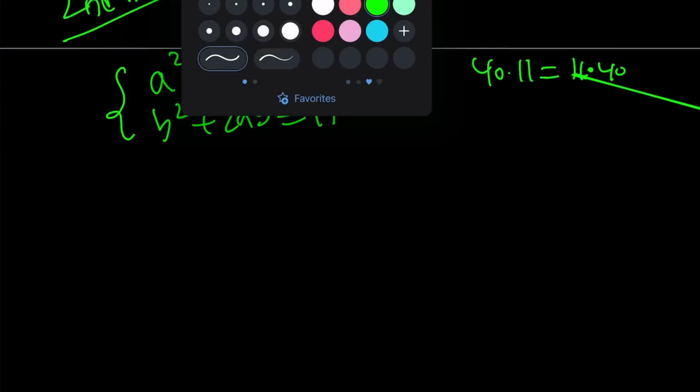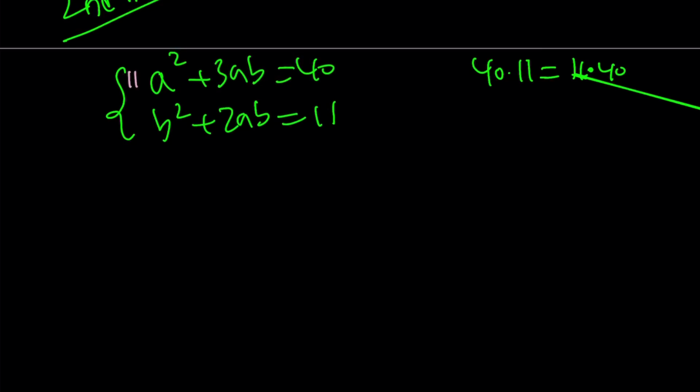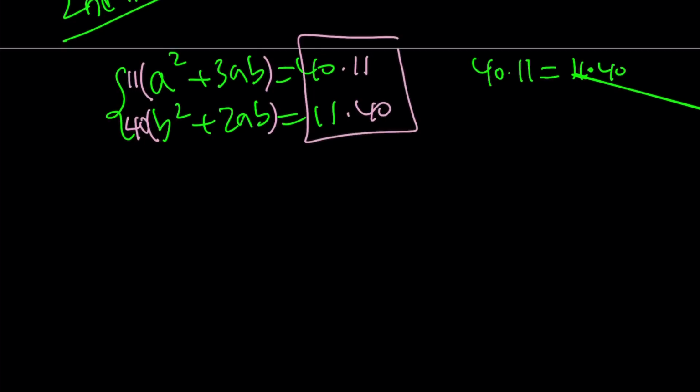Let's do it like this, so I can show you what is going on. Like this and like that. And let's multiply the second equation by 40. Like this and like that. And there you go. You got the same number on the right-hand side, which means you have the same expression on the left-hand side. 11a squared plus 33ab is equal to 40b squared plus 80ab.